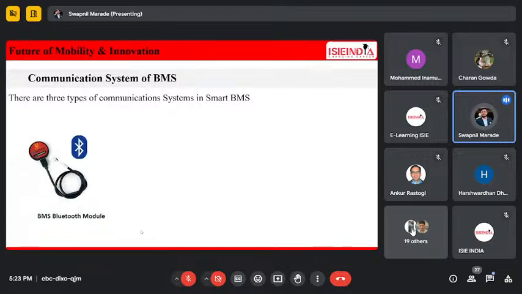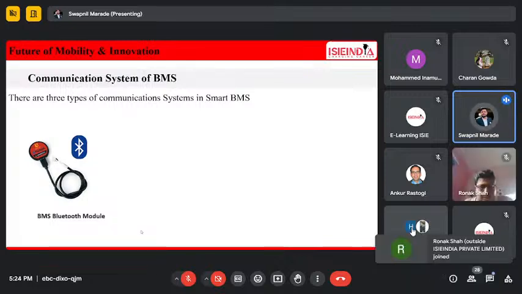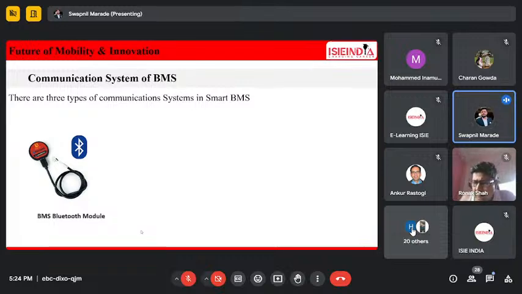Communication systems: there are three types of communication system in a smart BMS or software BMS. The first is Bluetooth communication, which connects with your smartphone with the help of a Bluetooth module, right? We can transmit that data with the help of Bluetooth, and we can access or command that data. We can analyze that data with the help of Bluetooth communication or applications, right?